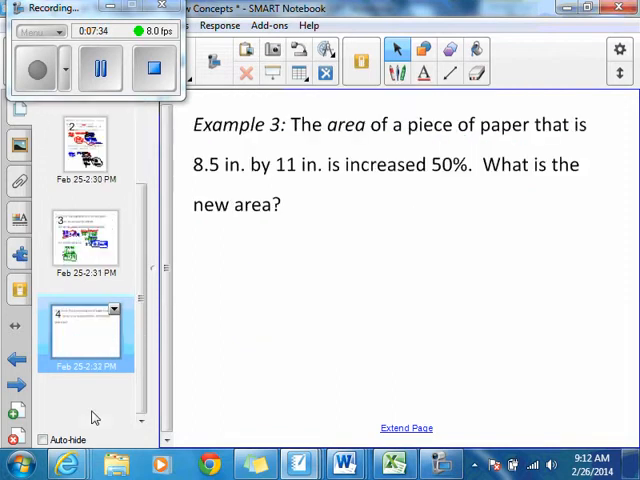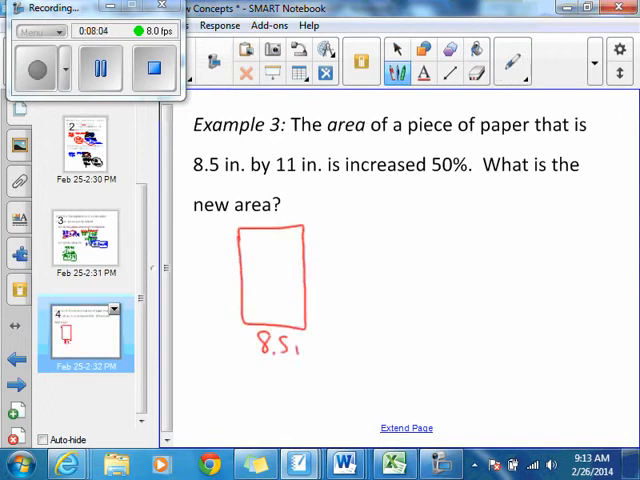Okay, one last example. I would like you to read through this, draw a picture, try something, pause the video while you try something, and then when you're ready to go over it, unpause it and I'll go through it. The area of a piece of paper that is 8.5 inches by 11 inches is increased 50%. What is the new area? So I'm going to draw a piece of paper. This is 8.5 inches. This is 11 inches. The first word I see here is area.